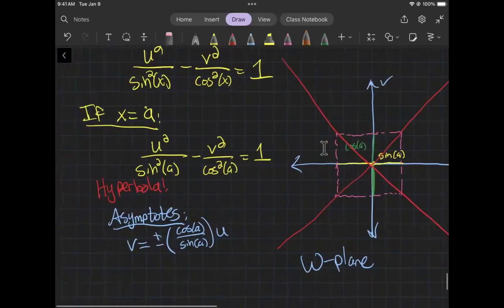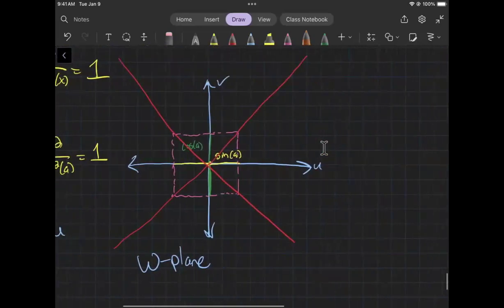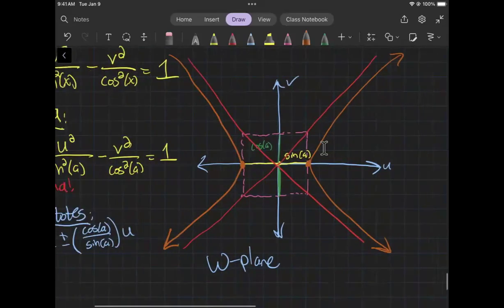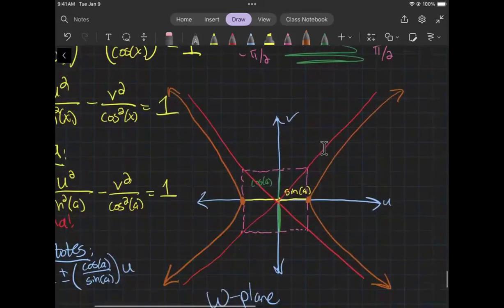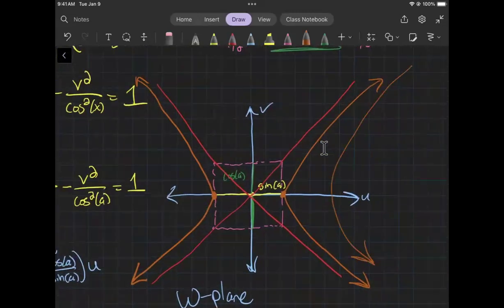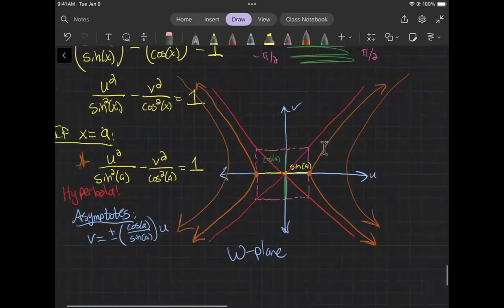I'll label hyperbolas like this in that color. So hyperbolas are going to open like this, since the v is negative. So we're going to go this way. All right. So at x equals a, we're going to have hyperbolas spreading out this way, from the left and to the right.